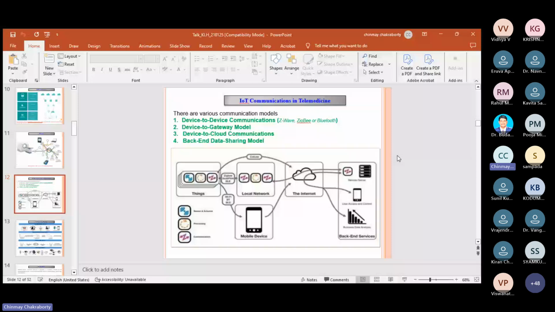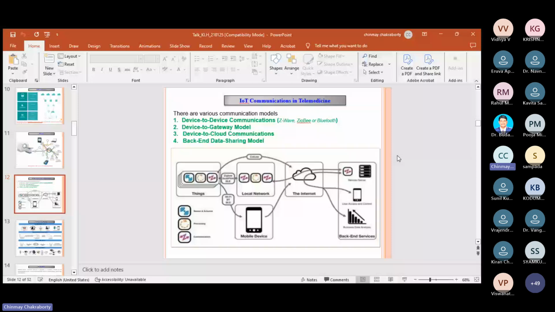Another one is device to cloud communication. The coordinator has already acquired the data from several nodes, and how to process this large volume of data? That is patient-centric data, so you need to preserve each and every patient's information. Another point is the backend data sharing model. These services are also highly recommended for this communication structure in telemedicine systems.